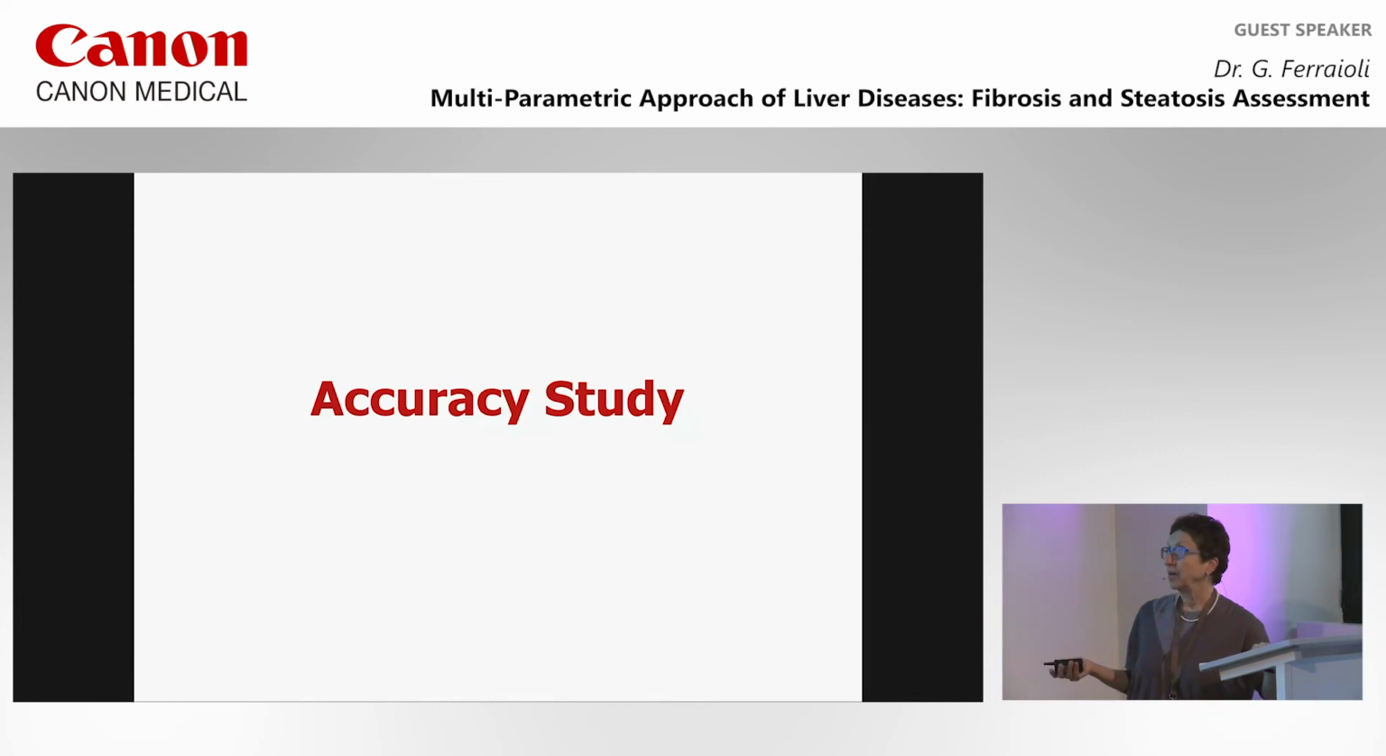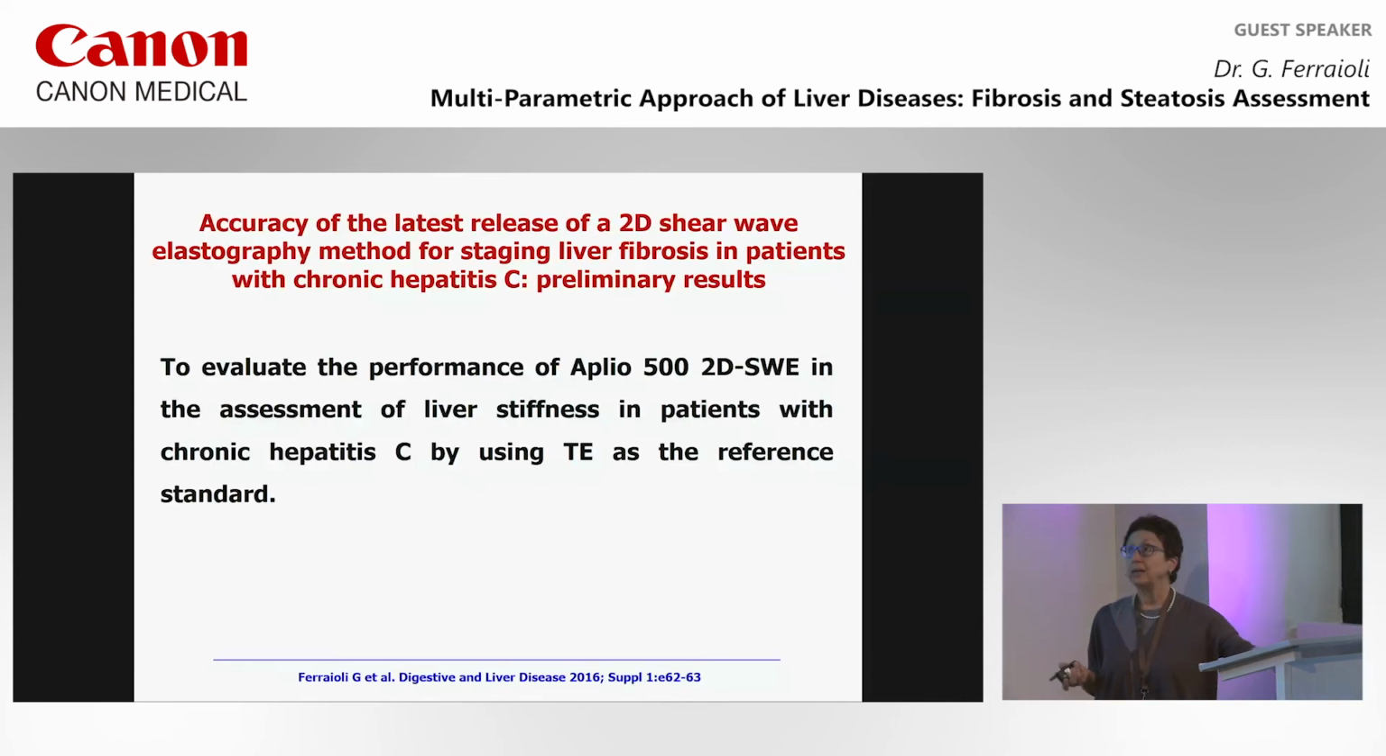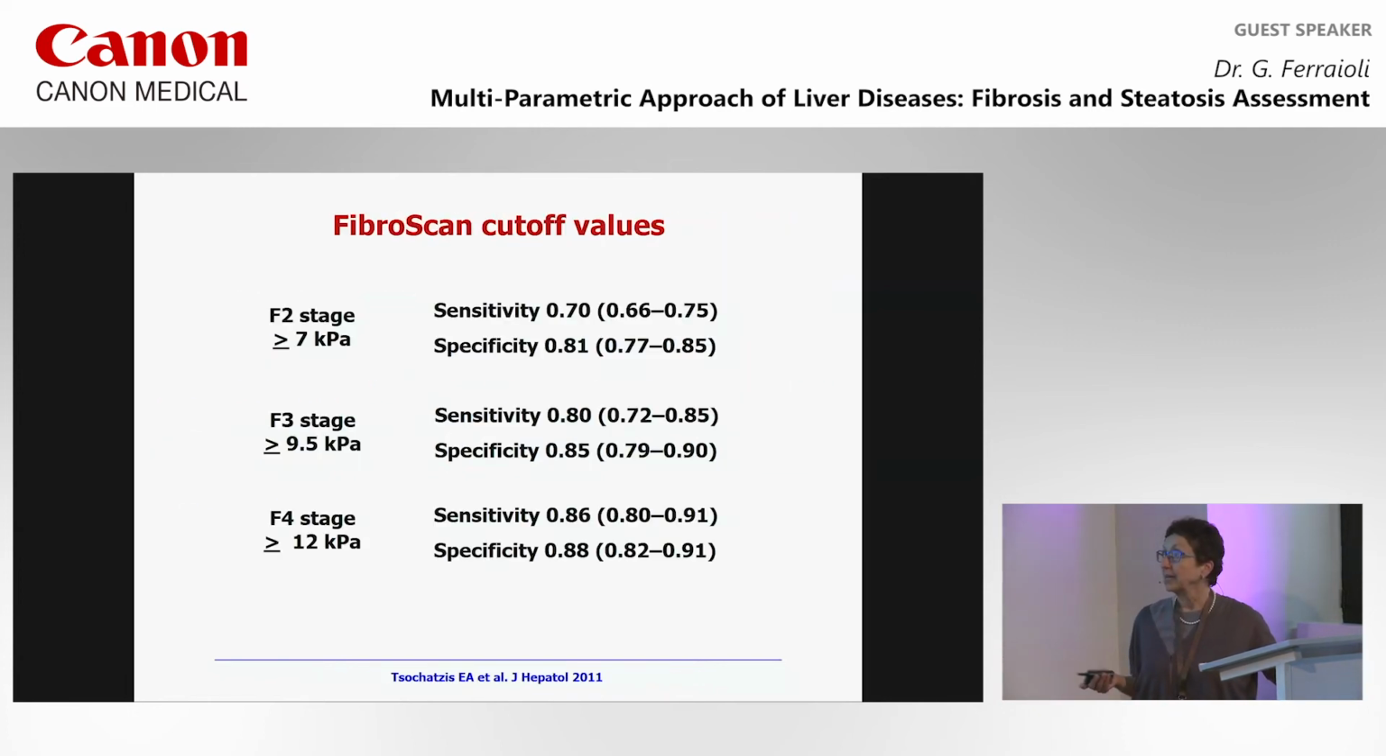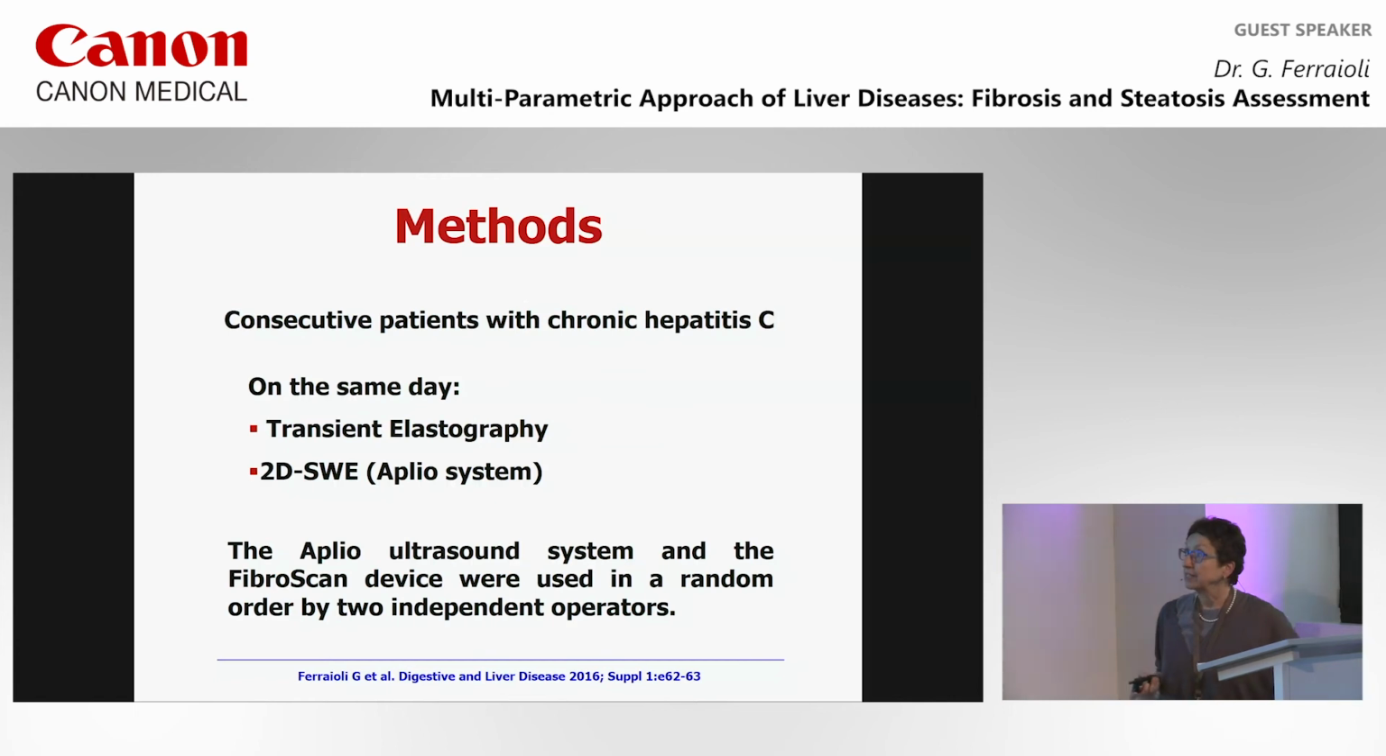And then we performed a pilot study and accuracy study in patients with chronic hepatitis C, in this case using the FibroScan as the reference. And for the cutoff values of the FibroScan, we used those of a meta-analysis, 7, 9.5, and 12 kilopascal for staging of significant fibrosis, severe fibrosis, and liver cirrhosis.